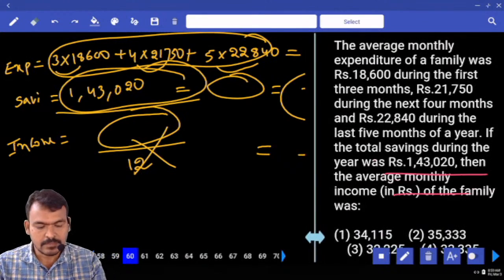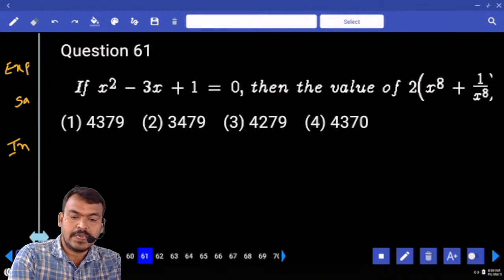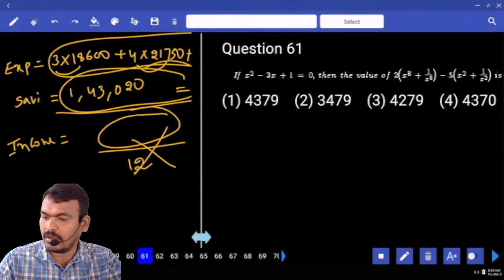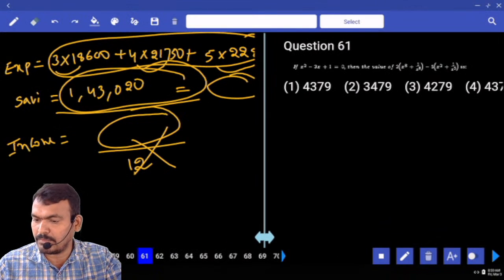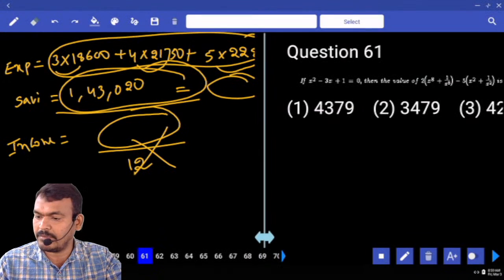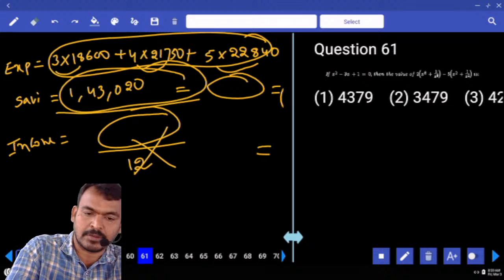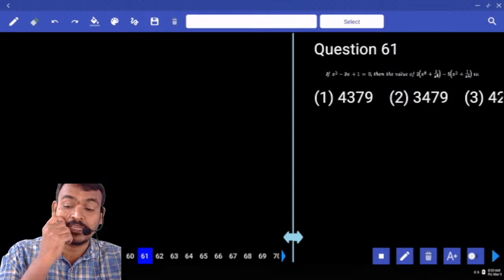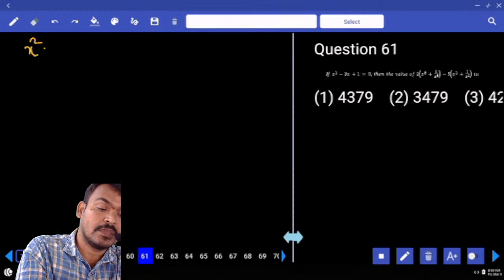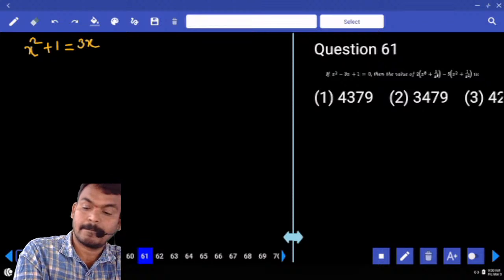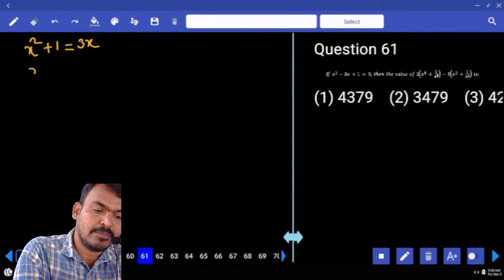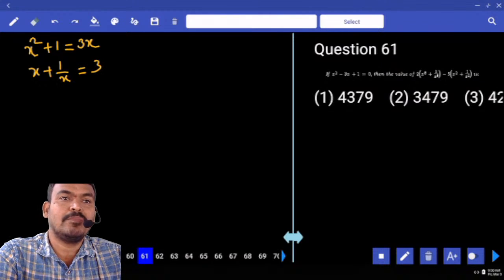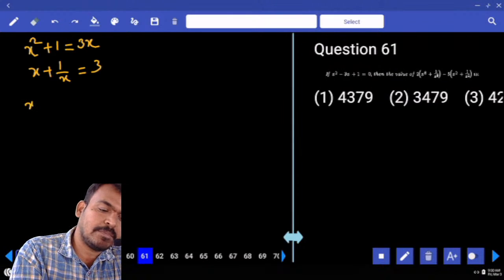Same answer. Next 61. x square minus 3x plus 1 equal to 0. Then find the value of 2 into x power 8 plus 1 by x power 8, minus 5 into x square plus 1 by x square. First of all, x square minus 3x plus 1 equal to 0. This we write as x square plus 1 equal to 3x. Then x plus 1 by x equal to 3. Then x square plus 1 by x square?